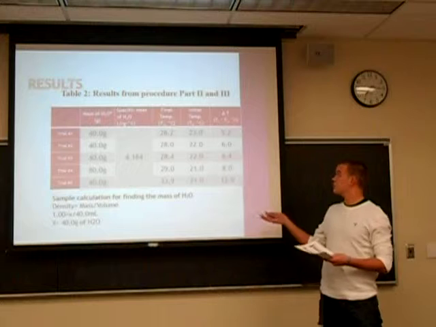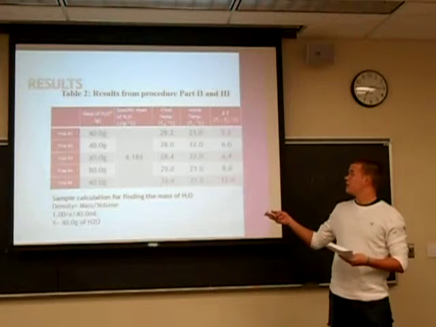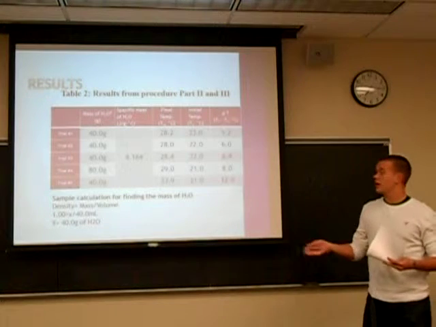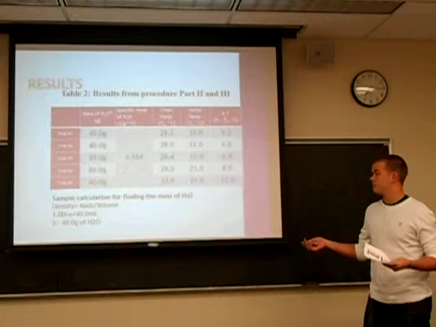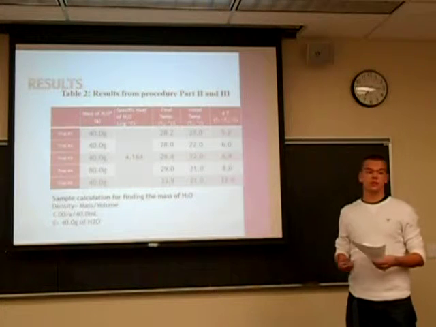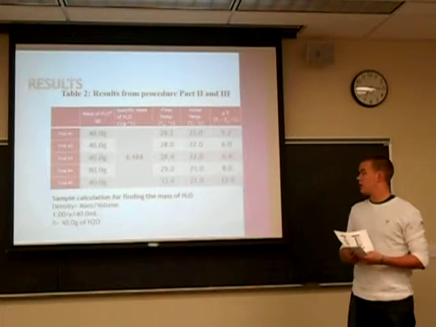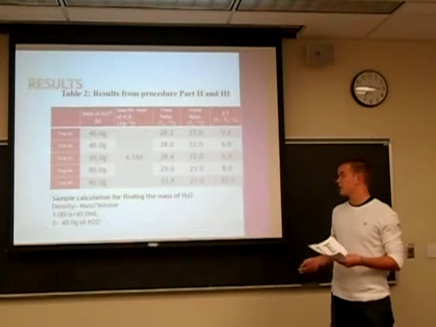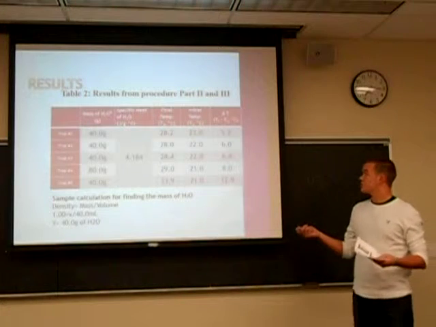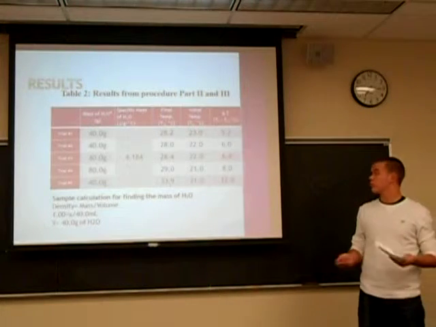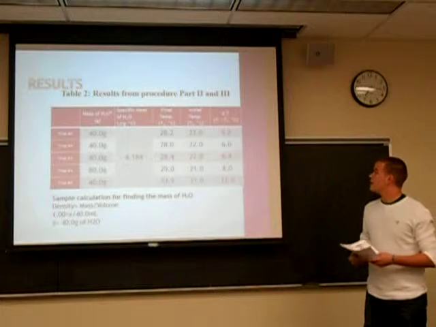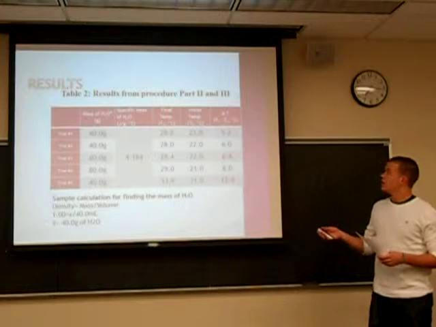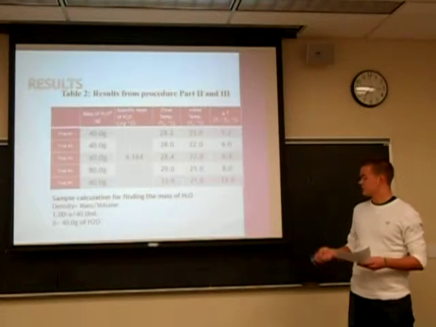Results. Table 2 shows the mass of H2O, which you get by setting up the density equation, D equals M over V. Because the density of water is 1, the mass will be the same as the volume. So the mass for my example comes out to be 40 grams of H2O. This also shows the specific heat of water, which is 4.184. To get the change in temperature, you take the temperature final minus the temperature initial.